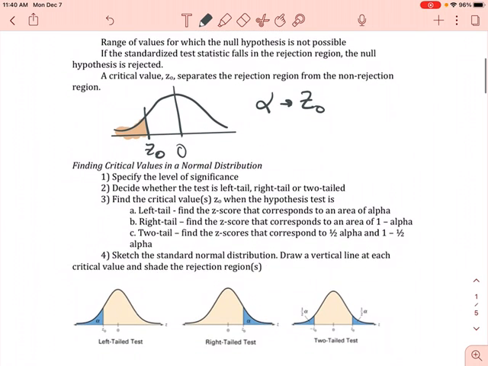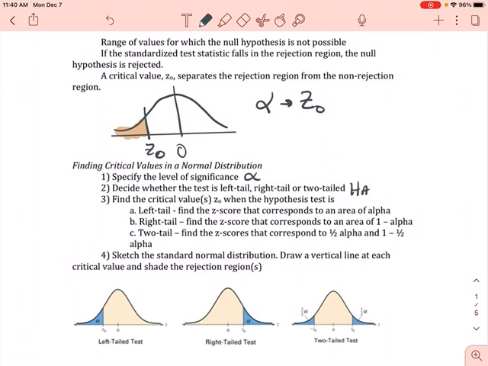Okay, all right, so we need our level of significance. We need to decide whether it's a left, right, or 2 tail. We know that's based off of H sub A. And remember, your level of significance is your alpha. You're going to find the critical value for where the hypothesis test is. So you're going to find the z-score that corresponds to alpha for a left tail. You're going to find the z-score that corresponds with 1 minus alpha for a right tail. And for a 2 tail, you're going to divide alpha in half, and you're going to find both.